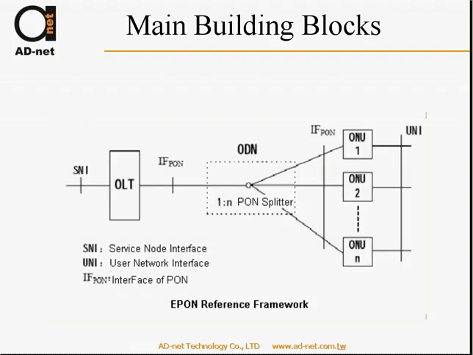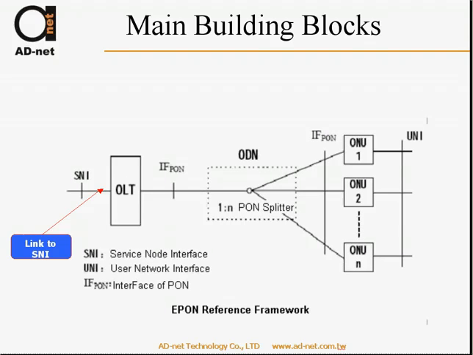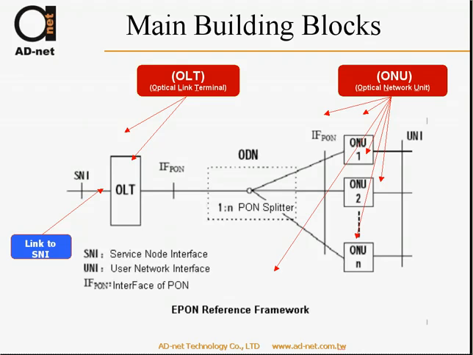So let's see this. As you can see, the GPON network consists first, of course, of the link to the service node interface. Here you connect, like, a voice network, your ISP network, or the CATV. If you offer triple play, then you can have interfaces with all three networks. Next, here is the OLT, which stands for optical line terminal. Here is the ONU, which stands for optical network unit. Those are the two parts which actually need power.